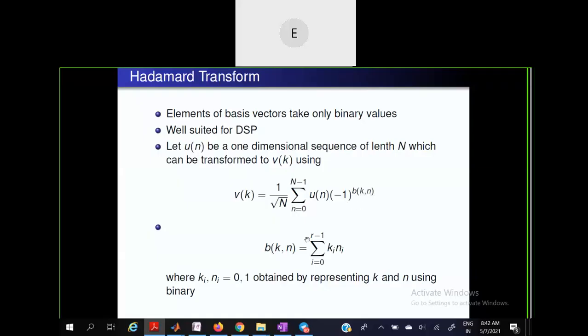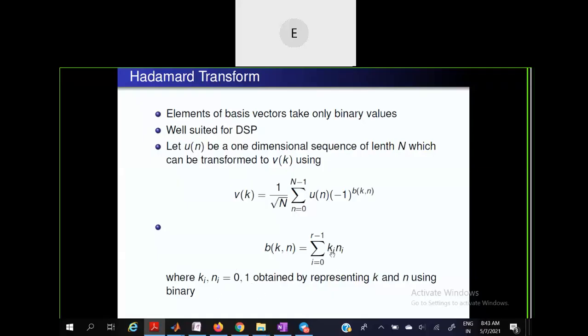What is b of kn? b of kn is the summation, i going from 0 to r minus 1, of ki ni, and ki and ni are actually 0 and 1, obtained by representing k and n using binary. For example, if k is equal to 2, I'll represent it as binary 1 0. If k is equal to 3, I'll represent it as 1 1. So that means these values ki and ni will always be 0 or 1.